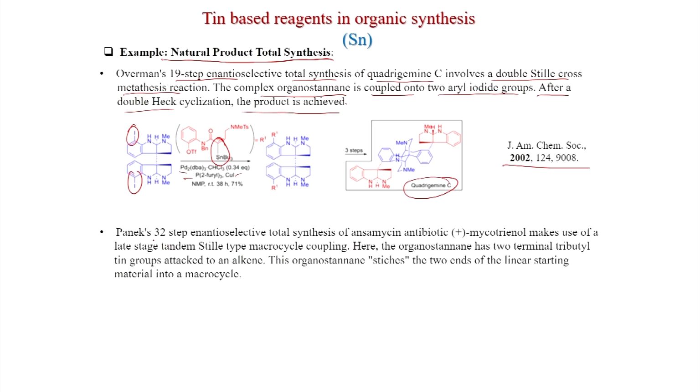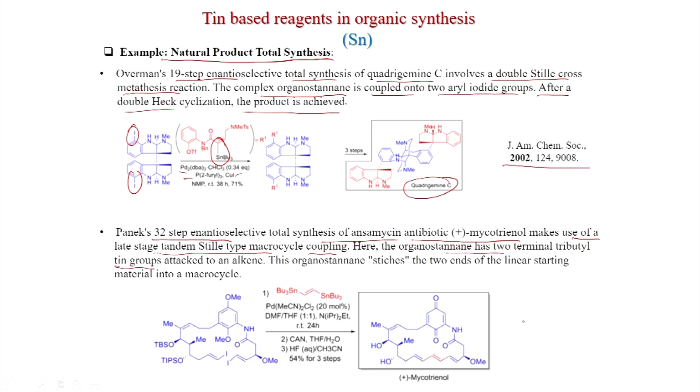Also, the Panek group reported a 30-step enantioselective total synthesis of the ansamycin antibiotic mycotrienol, which makes use of a tandem Stille-type macrocycle coupling. Here the organostannane has two terminal tributyl tin groups attached to an alkene. You can see this is the structure of the organostannane, two terminal tributyl tin groups are present here. And this organostannane reacts at two ends of the linear starting material. So, this is the linear starting material, and here two vinyl iodide groups are present. So, iodide here, and you get this product.